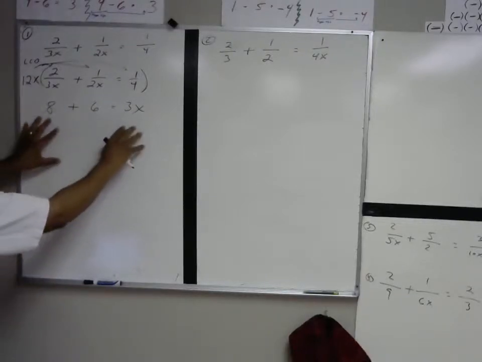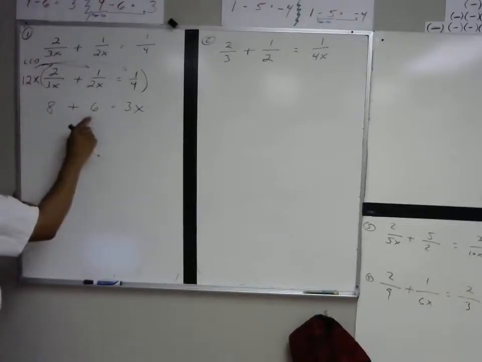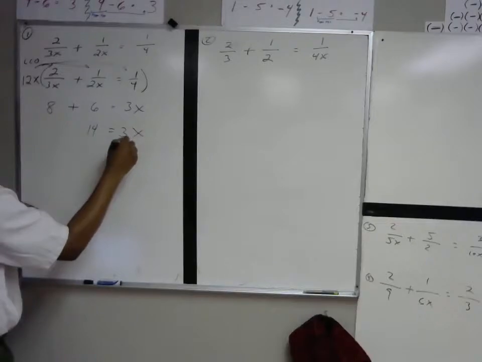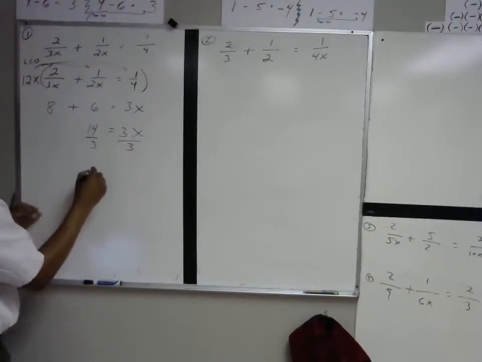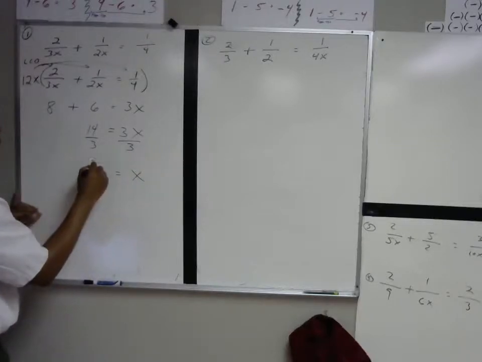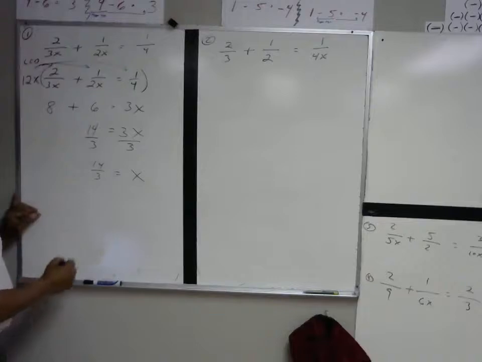And now from here we can go ahead and solve for x. 8 plus 6, that's 14, equals 3x. And then we divide both sides by 3. The 3's cancel, and we have that x is 14 over 3.